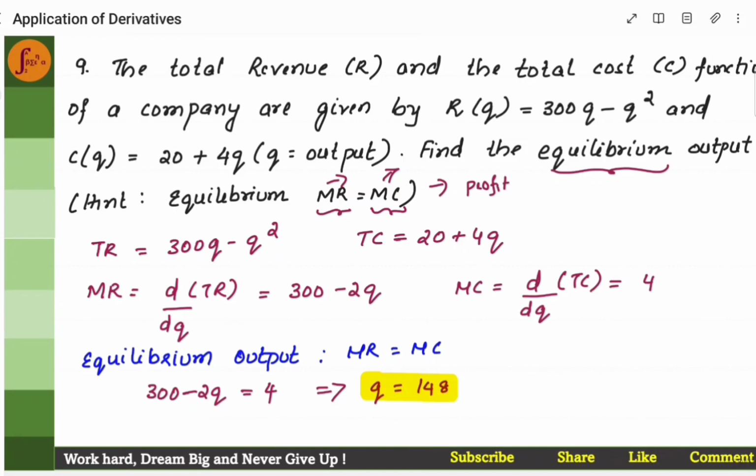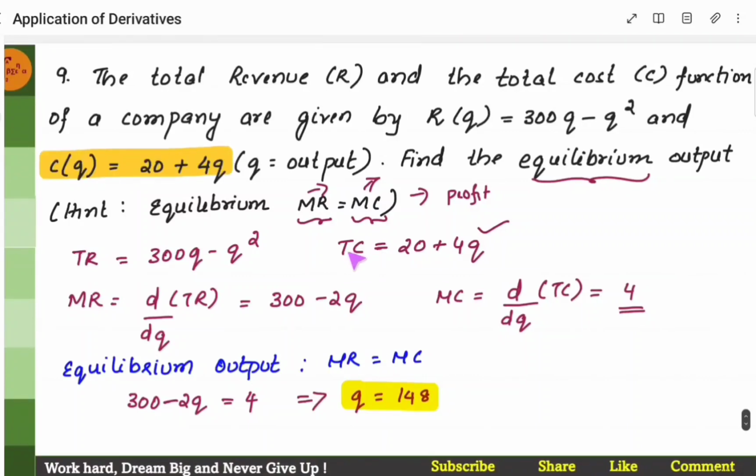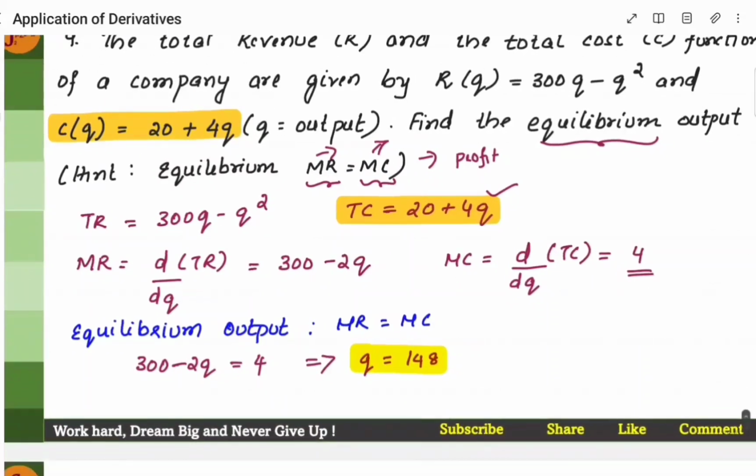Total revenue is given. We need to find marginal revenue. We need to find marginal cost. Equate them. Marginal revenue is the differentiation of total revenue. So when you find the derivative, you get 300 minus 2q. And marginal cost, you have the total cost function. Total cost function is given here, right? So you find the derivative of total cost, you'll get marginal cost. Derivative of total cost is 4.